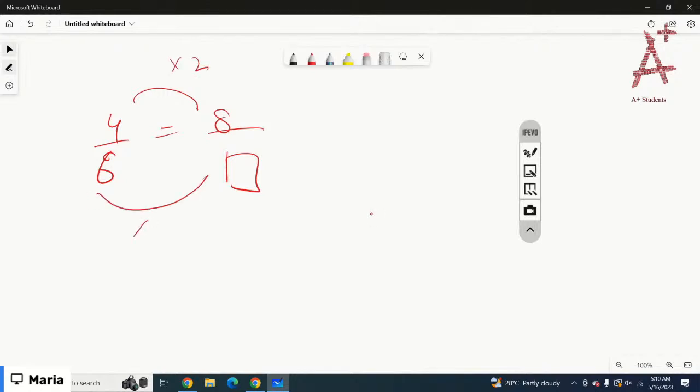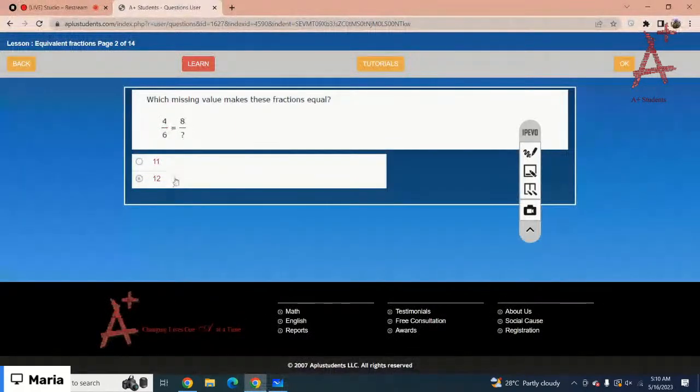That means you have to do 6 times 2. 6 times 2 is 12. That means the missing value is 12. Got it? It would be 12.